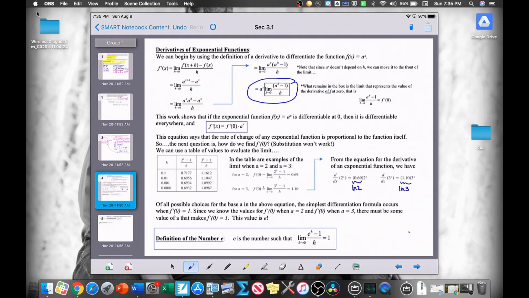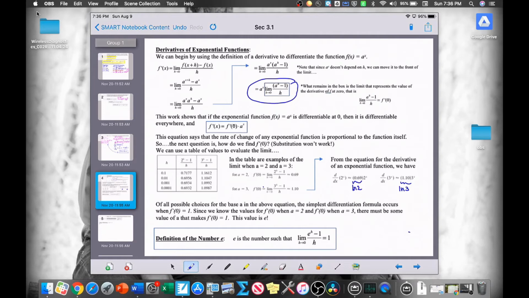So now we're trying to figure out, well, all right, this is interesting. Natural log of 2, 0.69. Natural log of 3 is 1.10. Is there some base there that would make that value times my function be 1? Of all possible choices for the base a in the above equation, the simplest differentiation formula occurs when f prime of 0 is 1. And the magic number that makes that happen is a base of e.